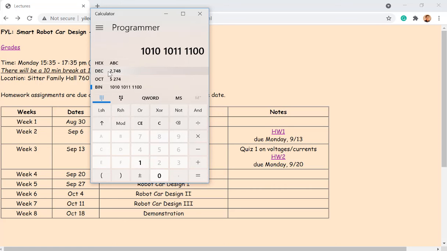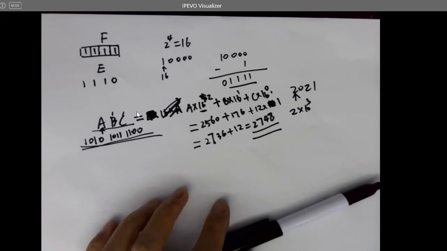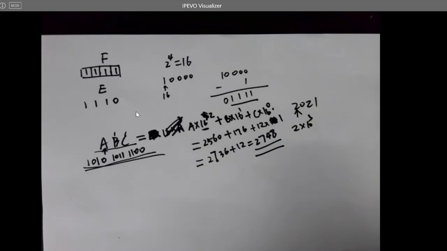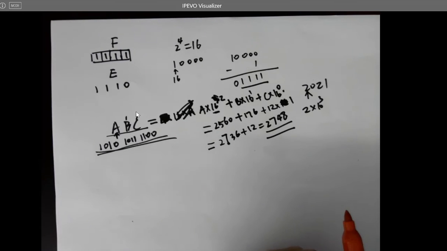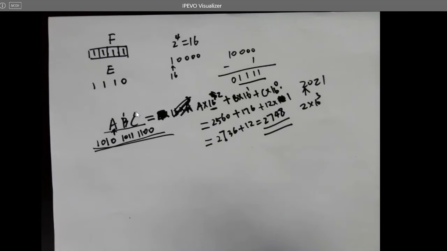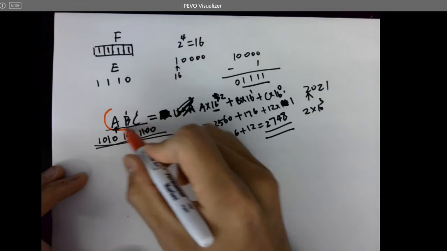So look at the decimal version. 2748. Woo! 2748. That makes sense? That's how you convert what to what. So you are able to convert what to what. So what did we do here? Yeah, hex to decimal is this part, right?